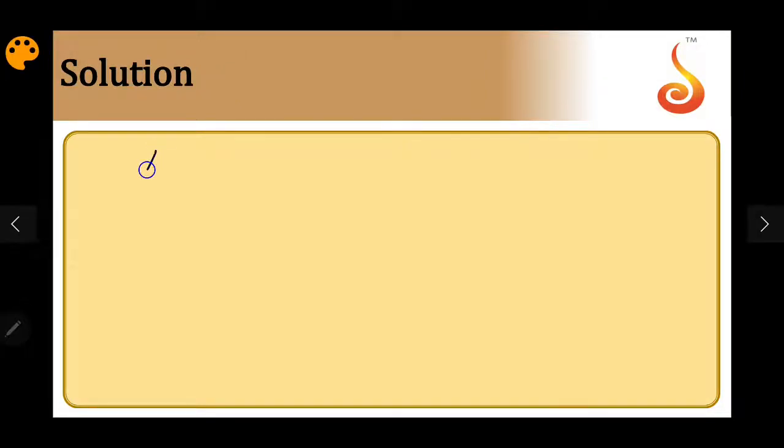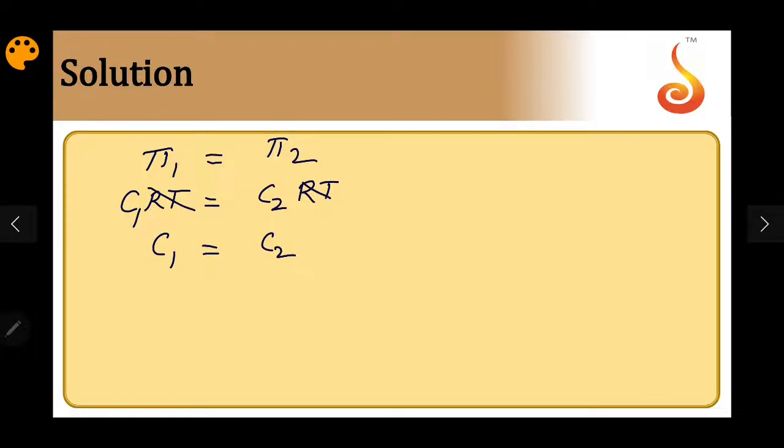So I can write pi 1 is equal to pi 2, or I can write C1RT is equal to C2RT. RT is constant, gets cancelled. I can write C1 is equal to C2. Since it is a percentage, it is mass by volume. So since it is 100 cc of volume, n1 by 100 is equal to n2 by 100.